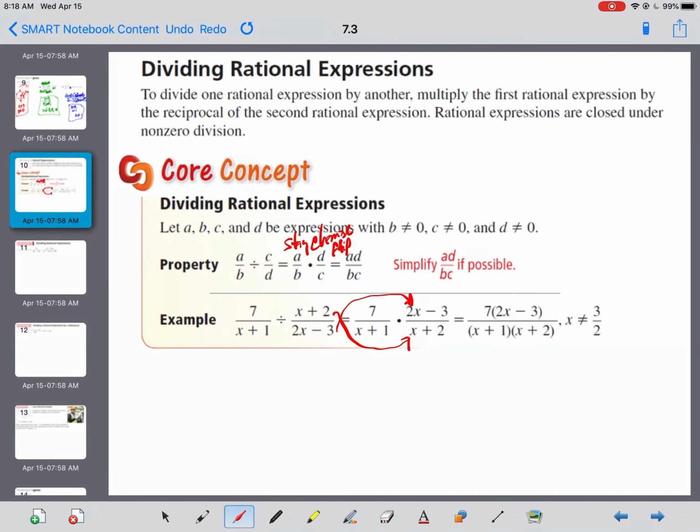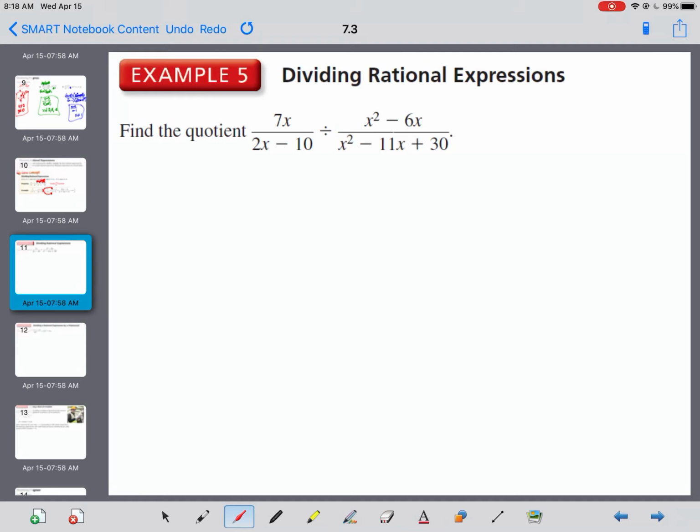So they do that here. Notice the 2x minus 3 comes up, x plus 2 comes down. Then we start to do the reducing. Okay? Divide is stay, change, flip. So here we're going to stay 7x over 2 times x minus 5 times, I just flip it up.